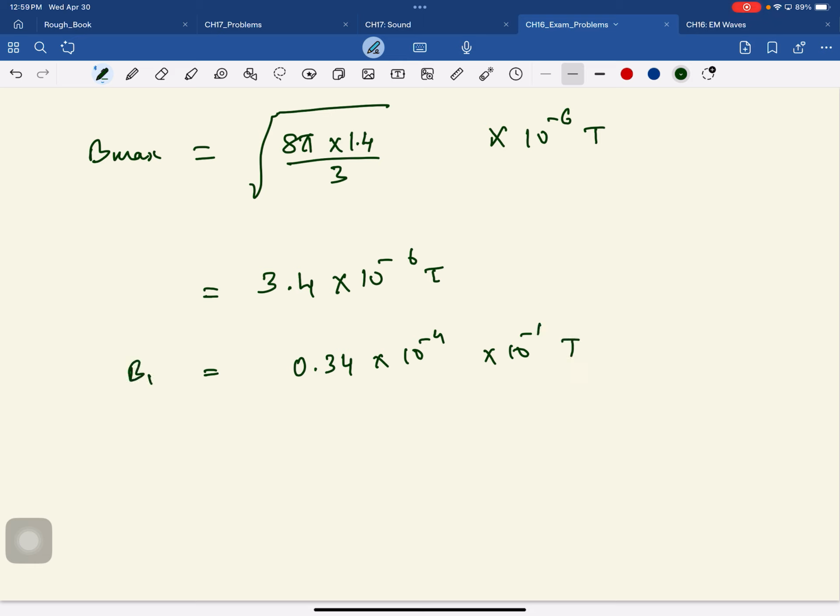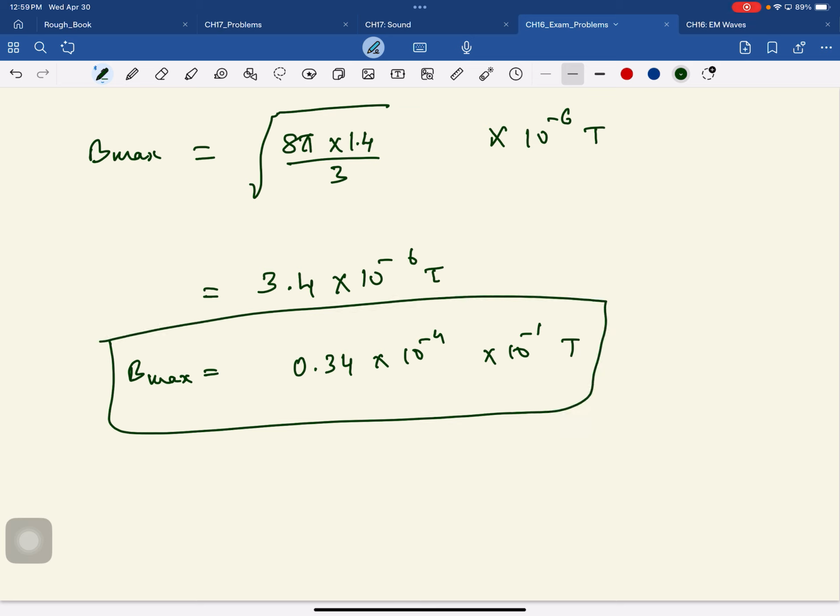All right, so here's why I wrote it like so. So that's roughly the strength of the Earth's magnetic field. So the electromagnetic field has a strength of about a 10th of the Earth's magnetic field.